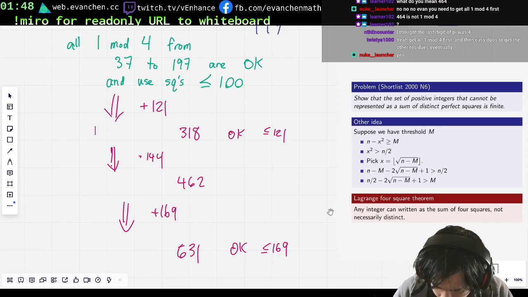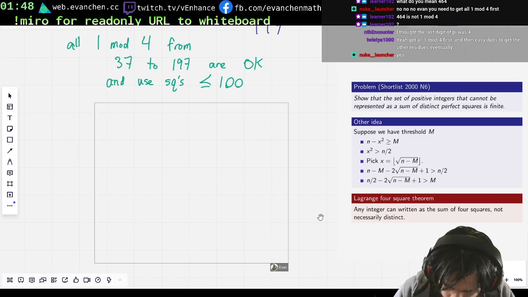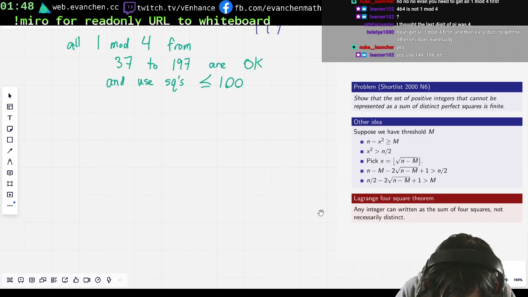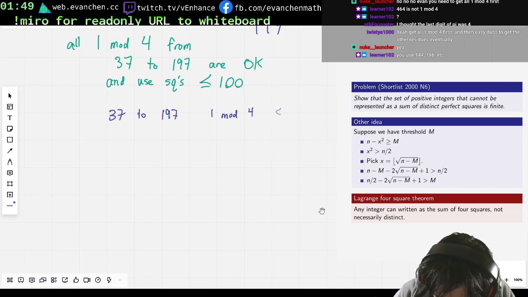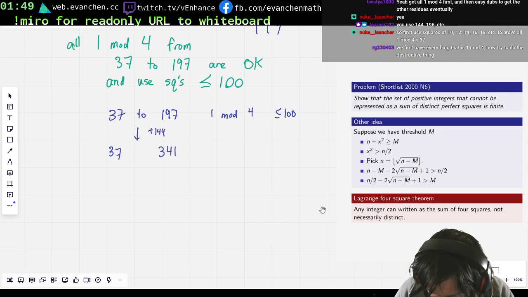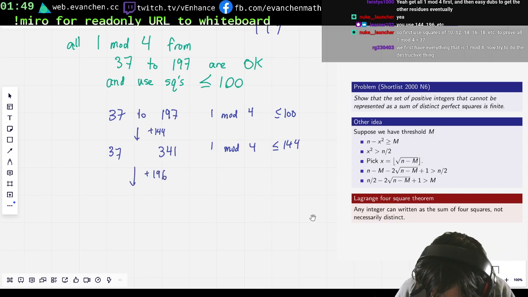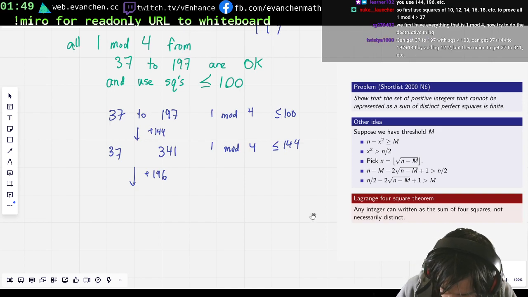We did this thing where we added 100. We got everything from 37 to 197. Alright, let me do this correctly. From 37 to 197, we got all the 1 mod 4 numbers using squares that were only up to like 100. Then if I add 144, you can get everything from 37 to 341 with 1 mod 4 squares that are all at most 144. And then the next one is 196, and again, you can get 537.